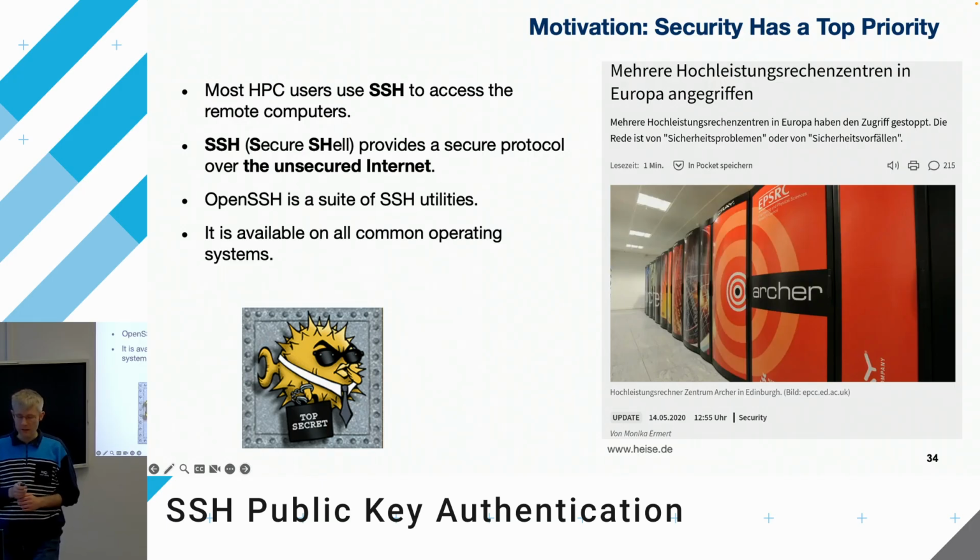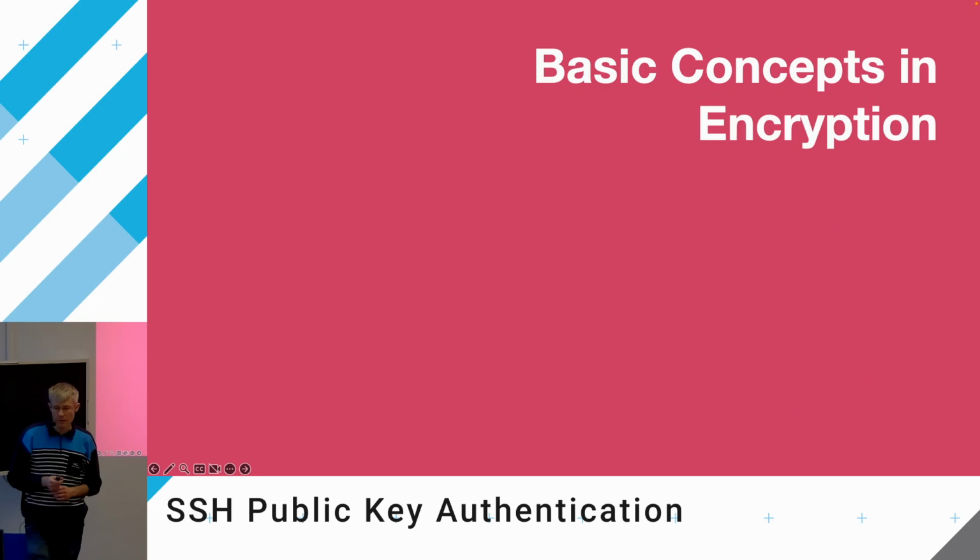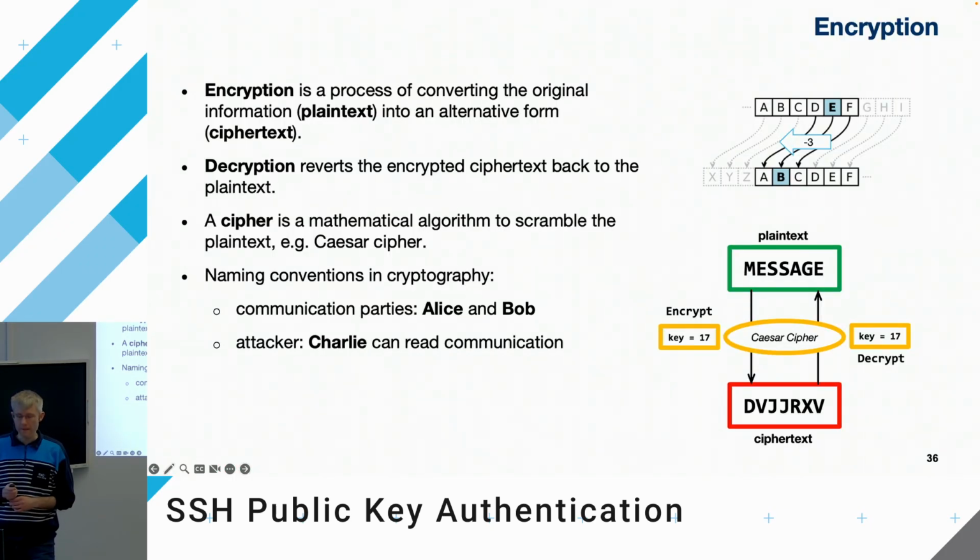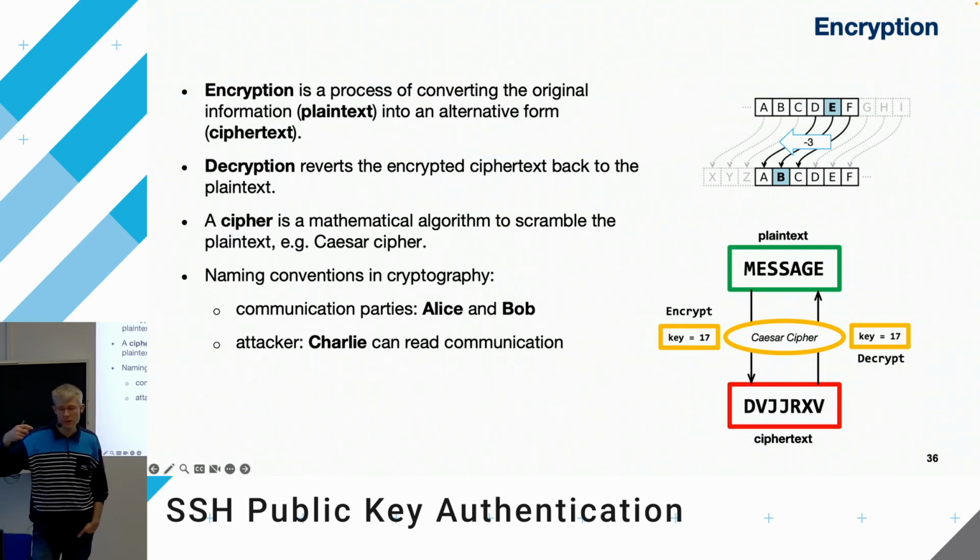But first, let's take a quick look at some basics of encryption to get a little bit of understanding how this works. Encryption is the process of converting some information, some plain text, the original information, into this alternative form, the ciphertext, the scrambled form that can't easily be read. And decryption then just reverts this encrypted ciphertext back into the plain text. And the cipher is the method that we use to do this encryption.